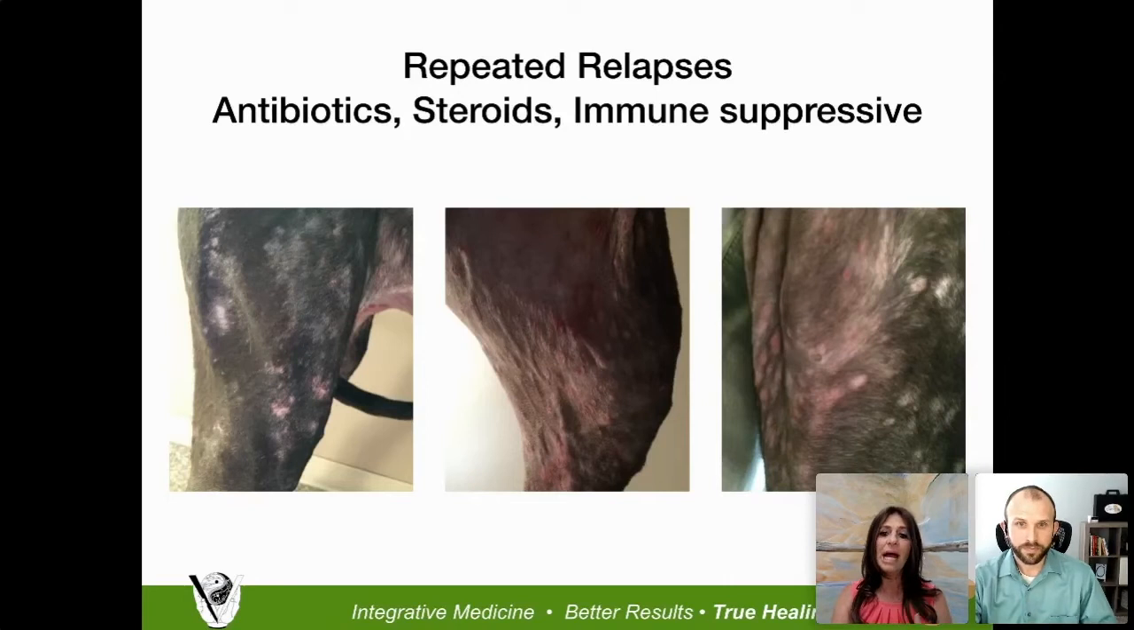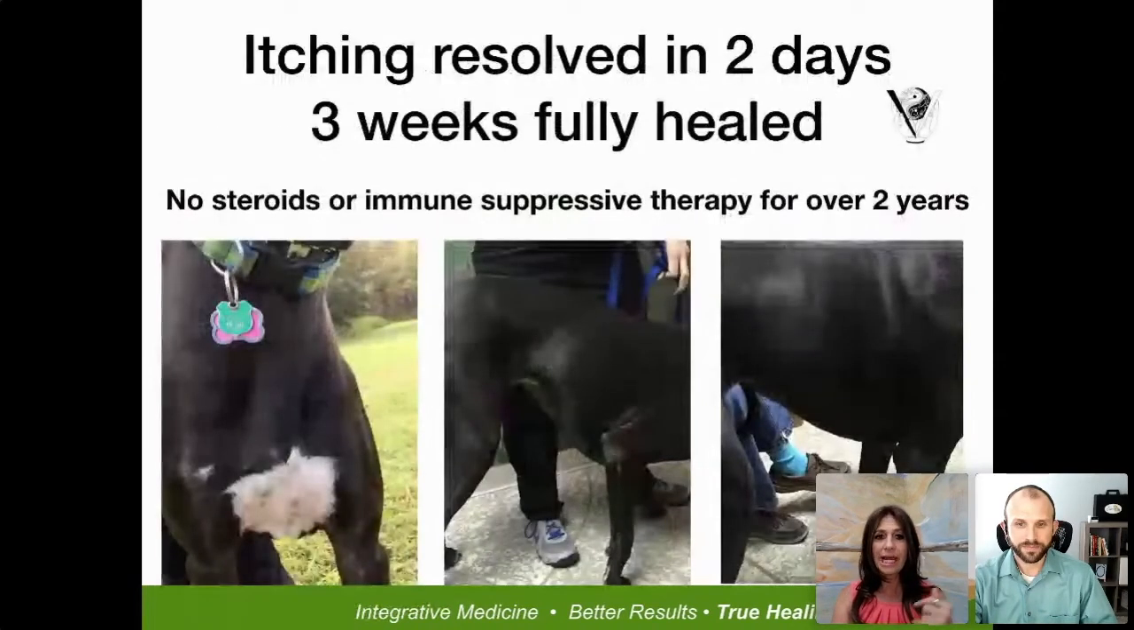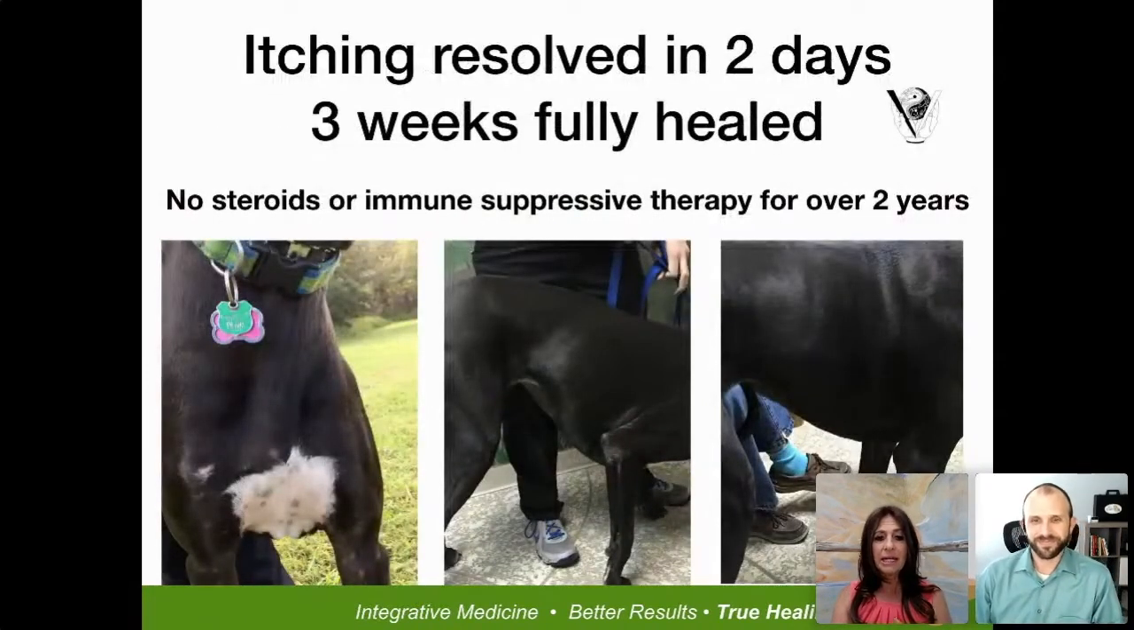We did biopsies and cultures, and the diagnosis came back as an allergic dermatitis. We did our protocol on her, and within 2 days, her itching started to go away. And at 3 weeks, she was fully healed. We used no steroids on her. We used no immune suppressive therapy, but we did have to use antibiotics because we cultured 2 bugs that I had never heard of before. She was totally resistant to everything else, and she has been a fabulous skin case ever since.